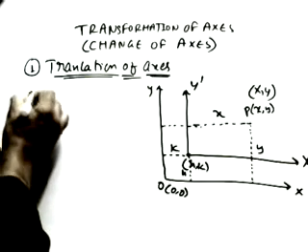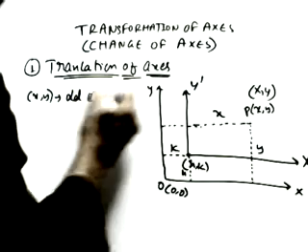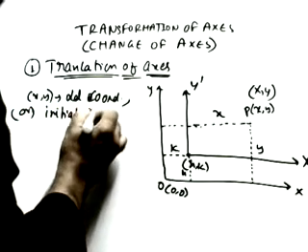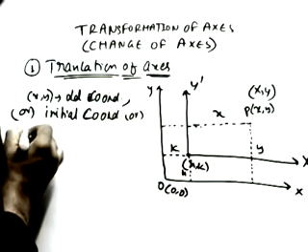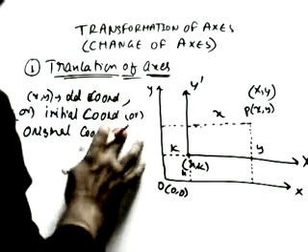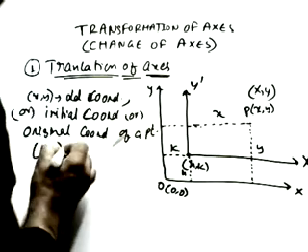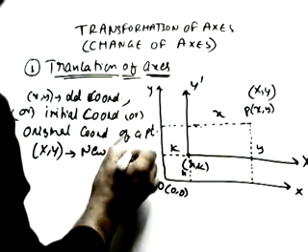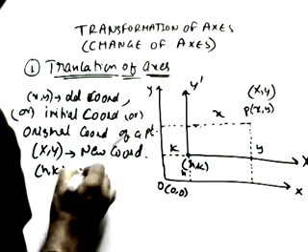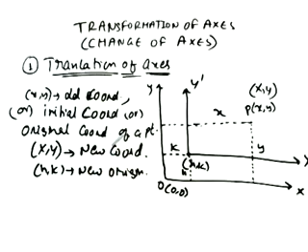Then the relation between, you see here, small xy is called old coordinates, or we say by different names: initial coordinates, or original coordinates of a point small xy. And what will be the capital XY? Capital XY will be the new coordinates of the point. And what is h comma k? H comma k is the new origin. We must always remember this.